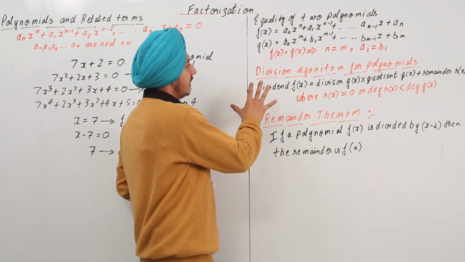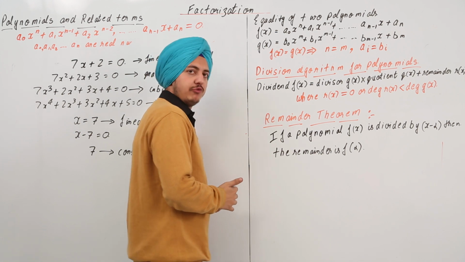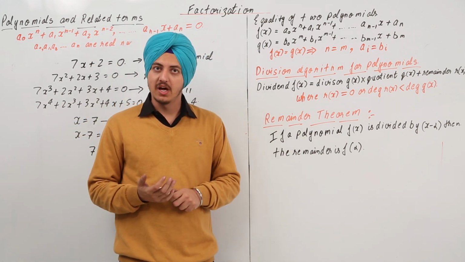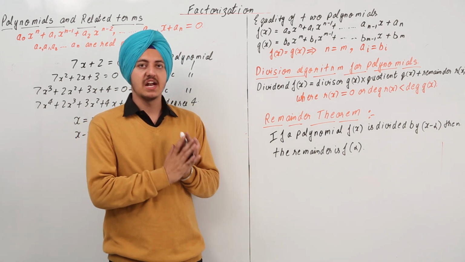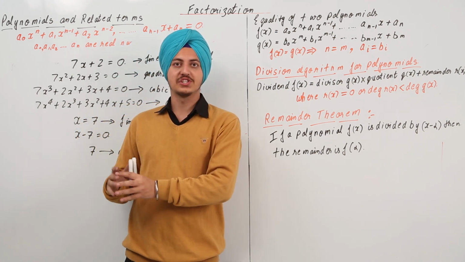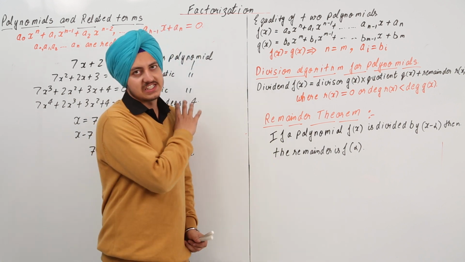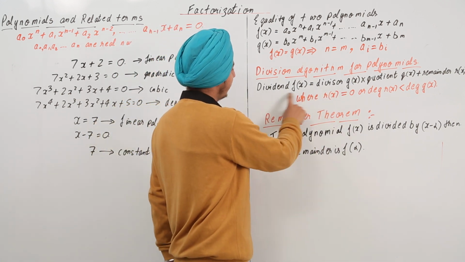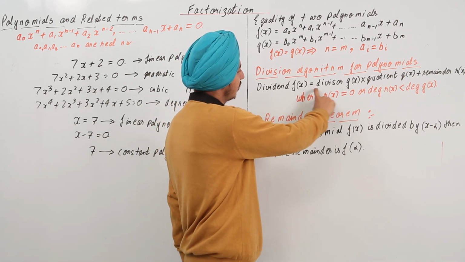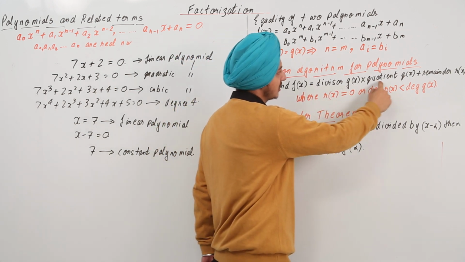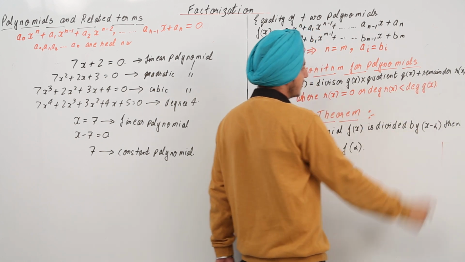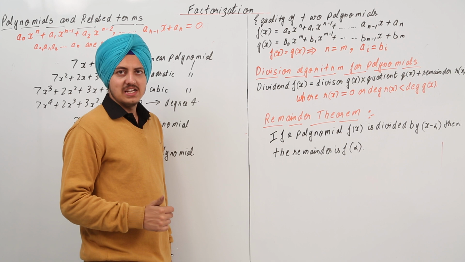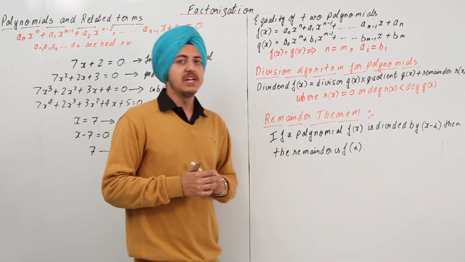Okay. Now let's come to the division algorithm for polynomials. We know what the division algorithm is for normal numbers, right? That is dividend is equal to divisor into quotient plus remainder. It is the same for polynomials. Dividend, that is f(x), is equal to the divisor, that is g(x), into the quotient, that is q(x), plus the remainder, that is r(x). The only condition is that r(x) should either be equal to 0.